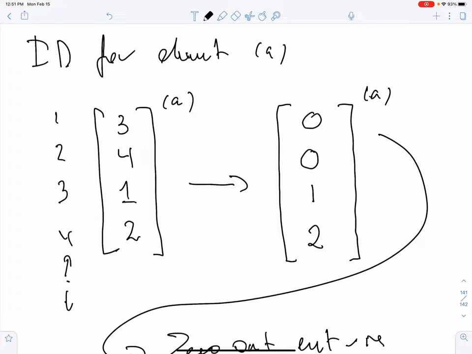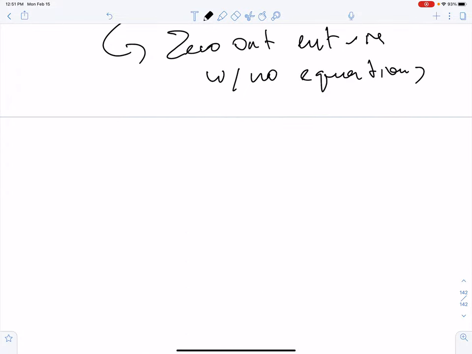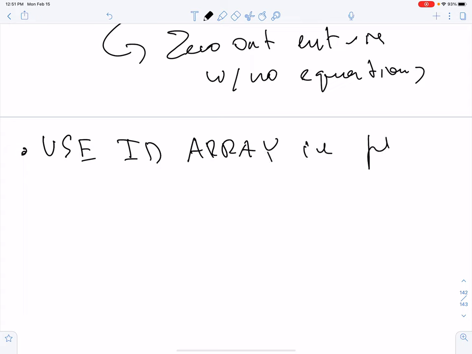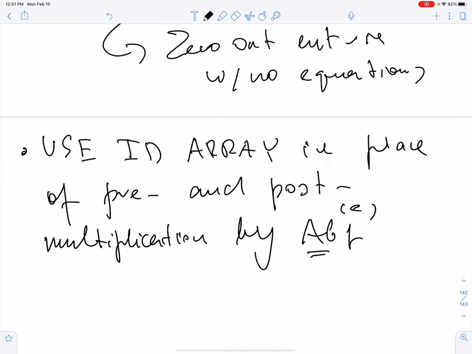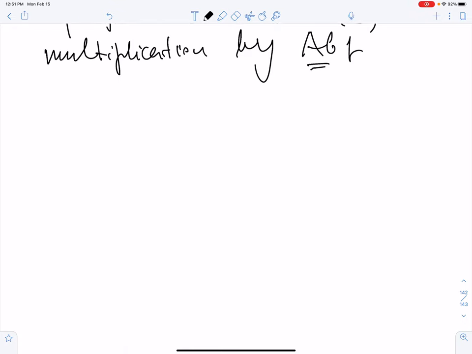Right. So now that we have the ID array, let's see how we use it. Use the ID array, and this is important, in place of pre and post multiplication by ABF. And you would do this as follows. Okay, so let's look at element A.